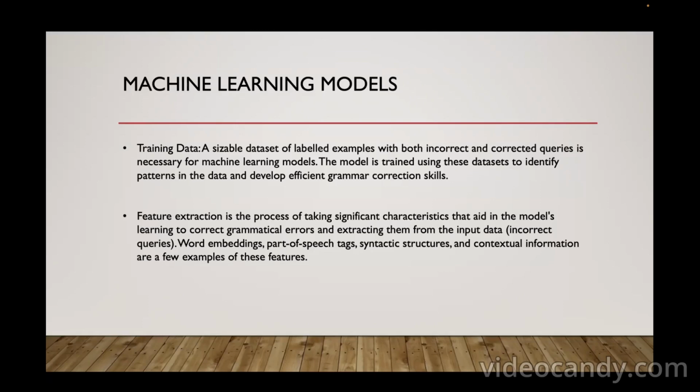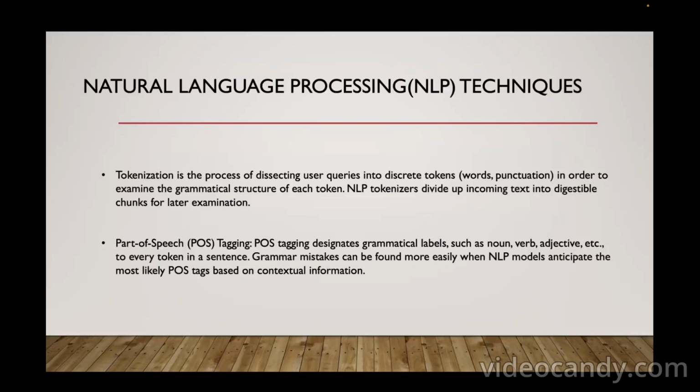And the second one is feature extraction. This is also a kind of machine learning model, which is the process of taking significant characteristics that aid in the model's learning to correct grammatical errors, and they extract the data from the input data, whether it's incorrect queries. Word embeddings, part of speech tags, syntactic structures, and contextual information are a few examples of these features. And let us go into the next slide, which is natural language processing techniques.